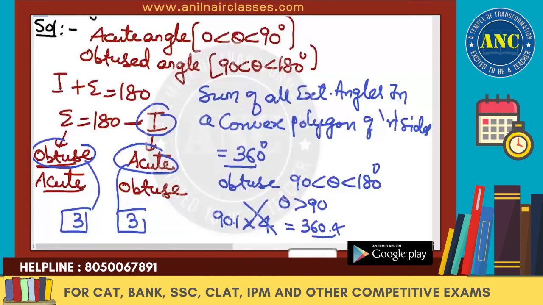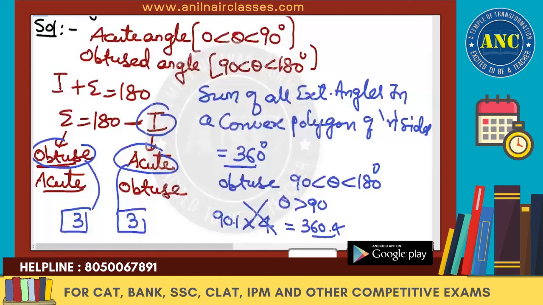If an acute angle lies from 0 to 90, an obtuse angle lies from 90 to 180. Interior plus exterior is 180, so exterior is 180 minus interior. If interior is acute, exterior will be obtuse: 180 minus 60 becomes 120, 180 minus 30 becomes 150, 180 minus 40 becomes 140. So the sum of all exterior angles is nothing but 360.